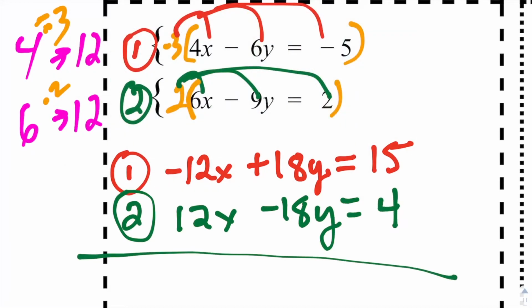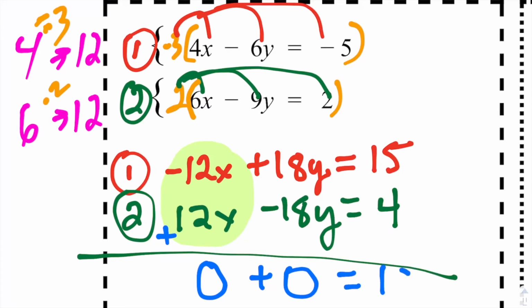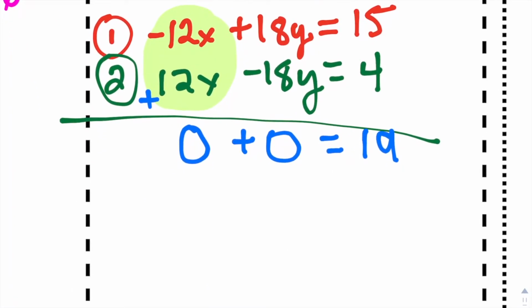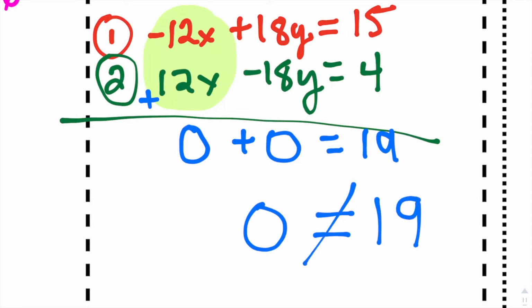Now that I have two coefficients that are the same with the same variable and opposite signs, I can apply elimination by adding the equations together. Negative 12x plus 12x is just 0. Positive 18y minus 18y is just 0. And then 15 plus 4 is 19. So we get an equation that is 0 equals 19. Well, we know that is not a true situation. 0 does not equal 19.